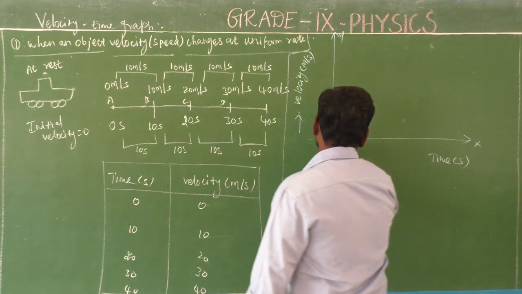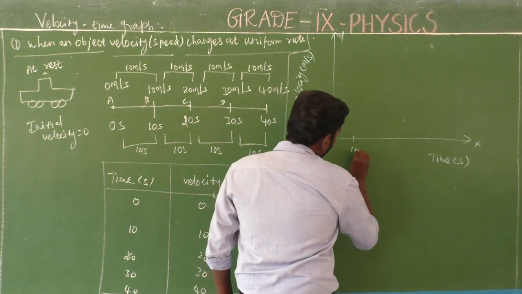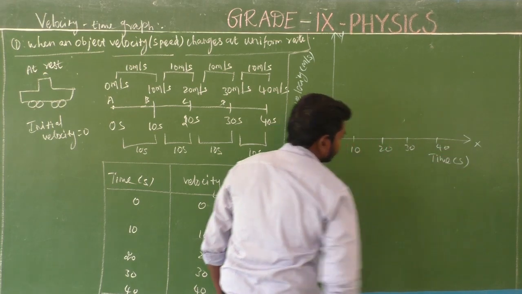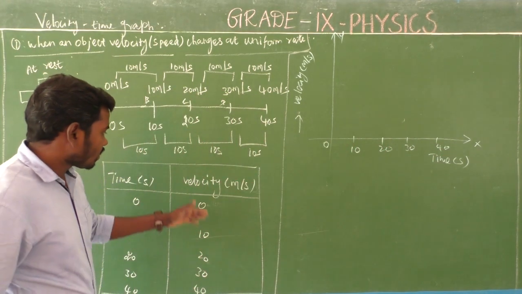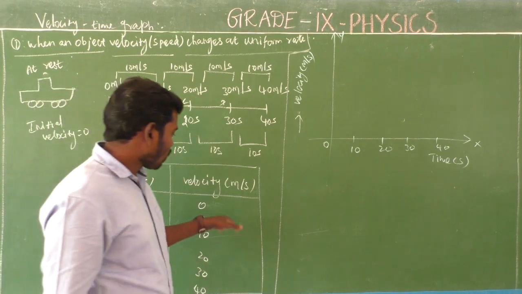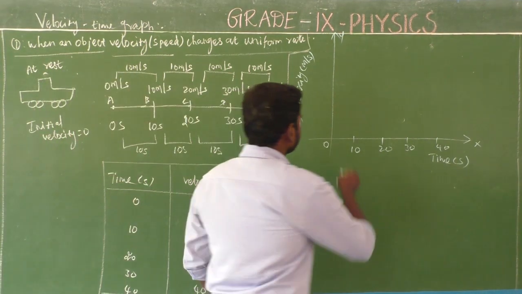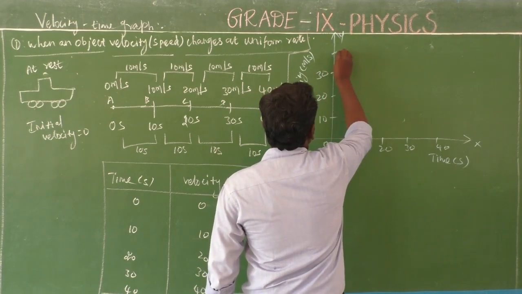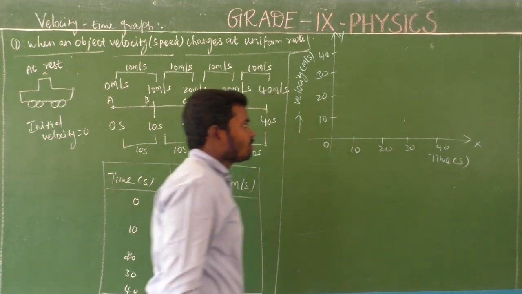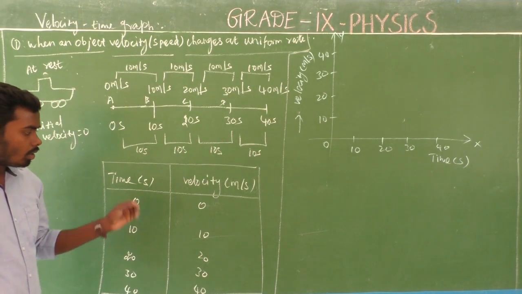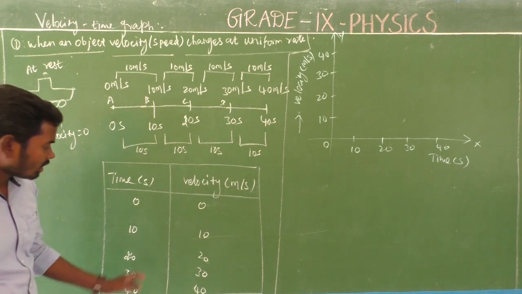So 0, then mention 10, 20, 30, and 40. Because the x-axis increases by 10, 20 like that, the y-axis is also 10, 20 like this. Here 10, 20, 30 and 40. Is it clear? Yes. Then make a plot of the graph.